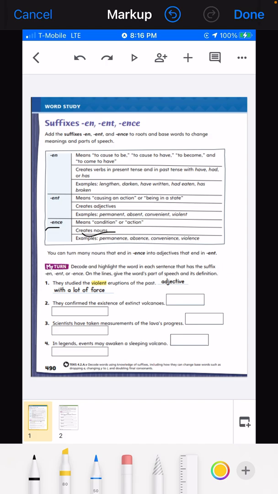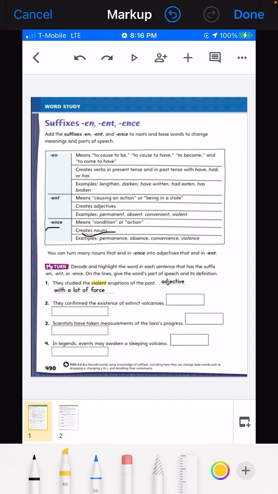So you can find your definitions on dictionary.com using your phone or tablet, any kind of device you might have at home. Or if you have a physical dictionary, you can look them up that way. If you have neither of these, you can just put what you know the word to mean in your best ideas.